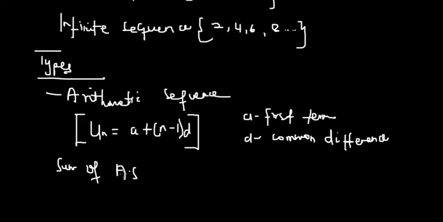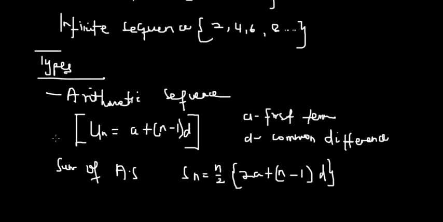So when you want to find the sum of an arithmetic sequence, the general formula is given by the summation, Sn equals n on 2, times 2a plus n minus 1, multiplied by d. So this is the general form, and this is the formula you use when you want to find the sum of an arithmetic sequence.